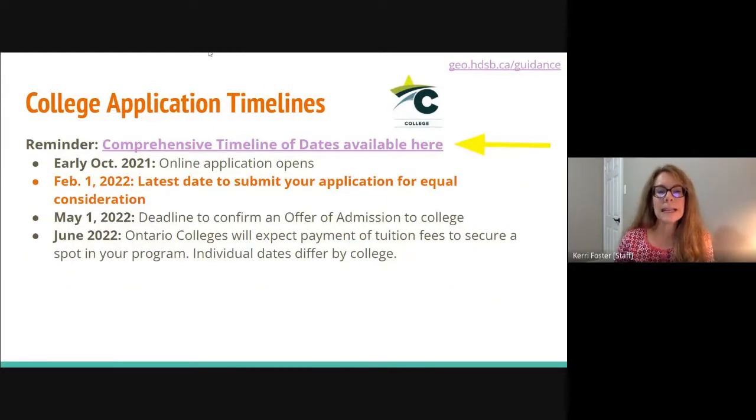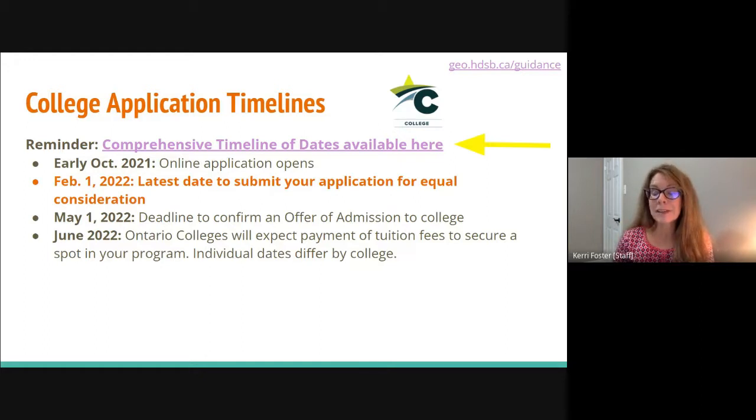So a couple key dates here that are also highlighted in that doc that Ms. Tin mentioned earlier with the timing. Right now, the application is open. We call this research season because we are encouraging students to use this time to research all of the available options that are of interest to them. February 1st is that cutoff date for the Ontario colleges. So that's the last date, although we would encourage you to get your application in earlier than that.